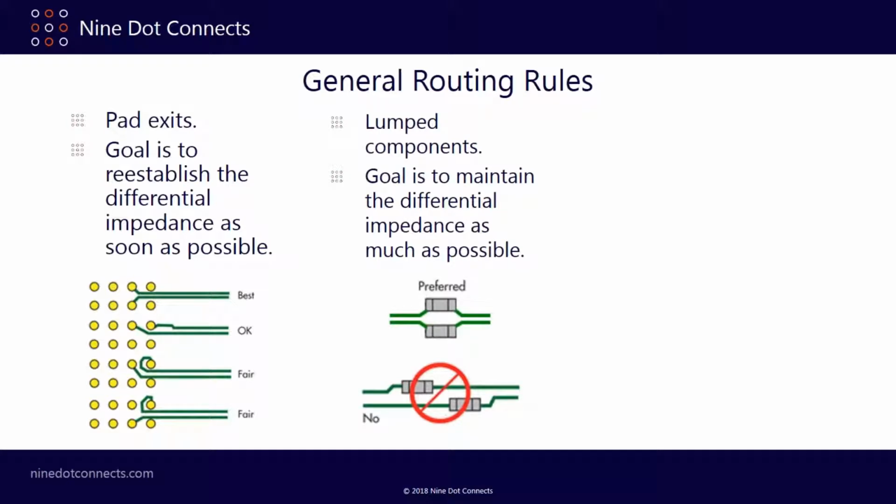With lumped components, your goal, again, is you want to maintain the differential impedance as much as possible. Anytime you spread fields between the two traces, you're increasing your probability of either crosstalk or radiation. And also in this situation, you would be increasing impedance mismatch. Yes, the section here in the middle is the preferred way. Now, some people might say it may not necessarily be that big of a deal.